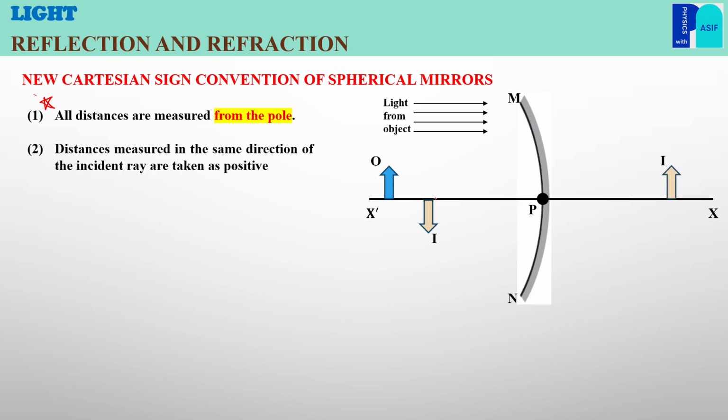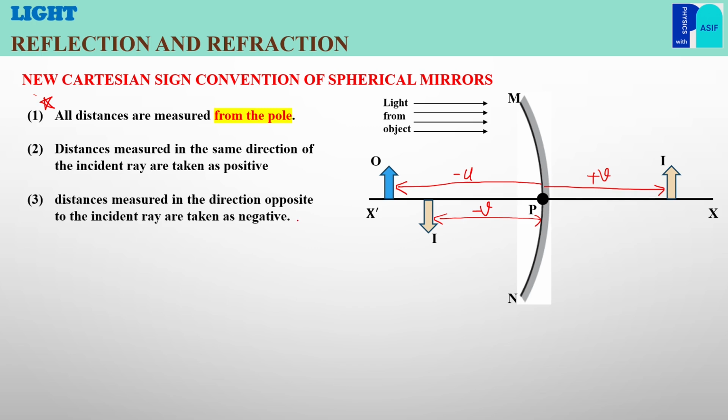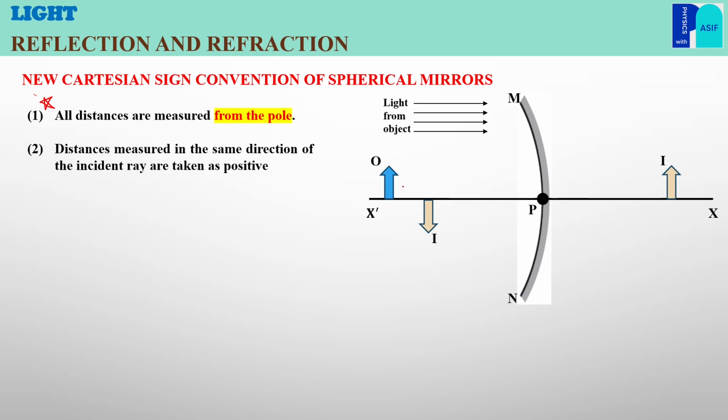Now the second convention is that distances measured in the same direction as the incident ray are taken as positive. Next convention, distances measured in the direction opposite to the incident ray are taken as negative. For example, if you are measuring the object distance, you start from the pole and go to the object. This is the object distance, denoted by u. When you are measuring the object distance, you are moving opposite to the direction of the incident light. Therefore, it is taken as negative.